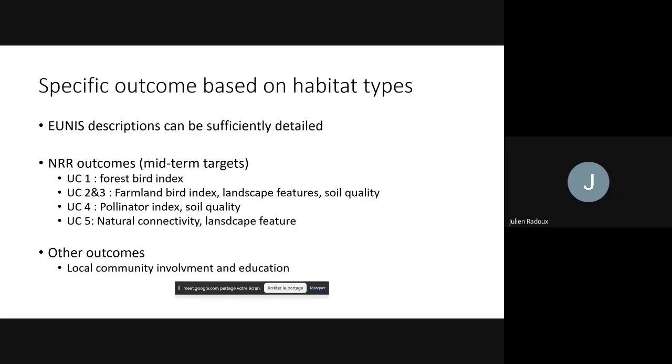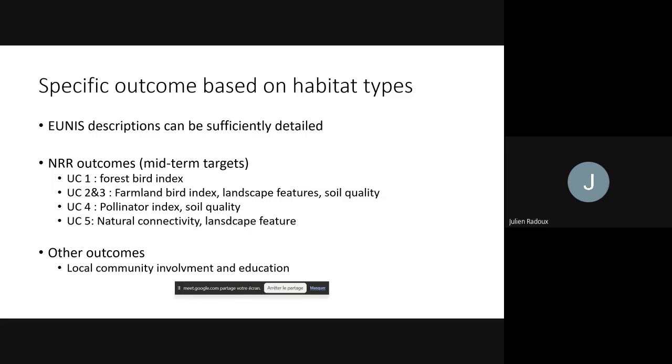Now, it's also important to say that we have specific outcomes that are based on the habitat types. I spoke about the species, but there is the habitat, the place where the species can be found. And for that, EUNIS, the European classification system of habitats, is very detailed. If you reach the definition of a EUNIS habitat type, it means that you are in top conditions for that.